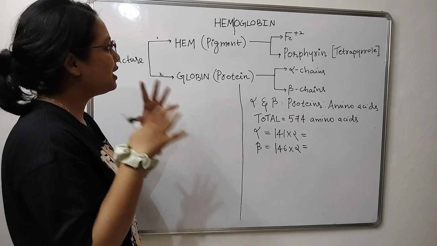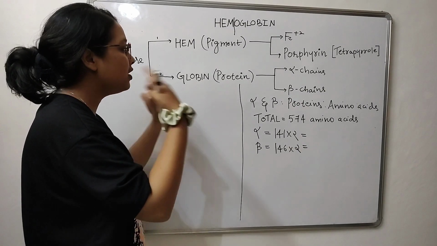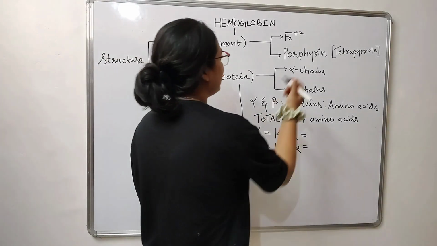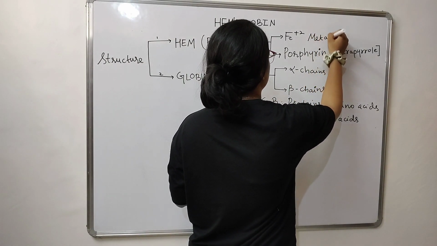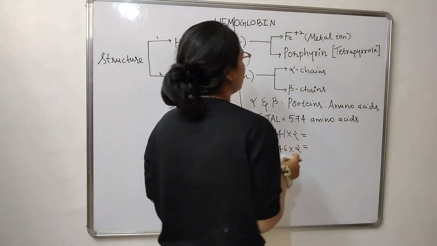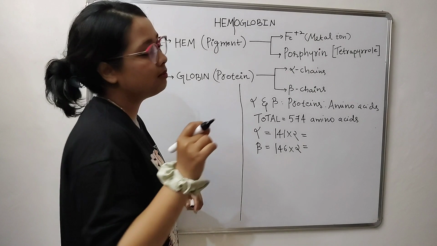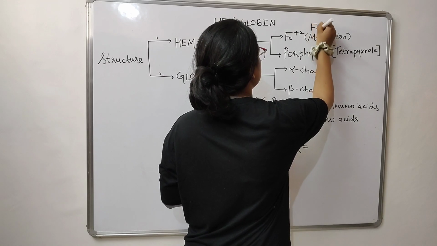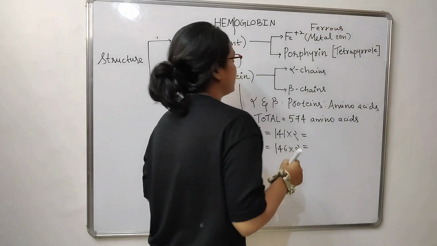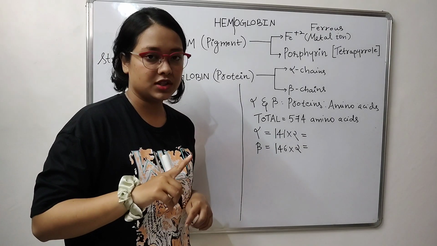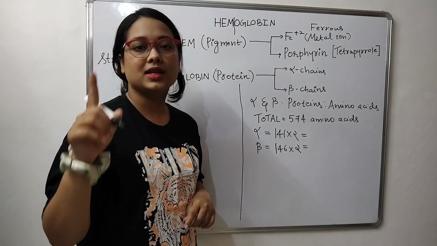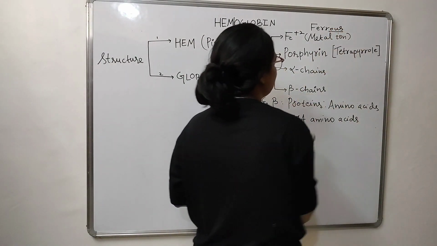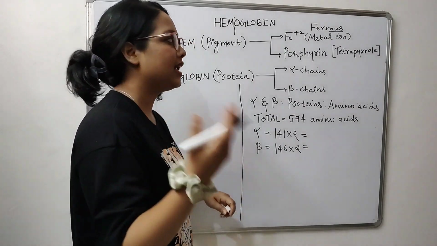The heme, which is the pigment part of hemoglobin, can further be categorized into two sections. First is with respect to the central metal atom, or we can also call it the metal ion, which is present in hemoglobin, which is iron in the +2 oxidation state. Very important to note, iron in the +2 oxidation state is known as ferrous. Ferrous is in the +2 oxidation state and ferric is in the +3 oxidation state. The lower oxidation state gets an ending of OUS and the higher oxidation state gets an ending of IC.